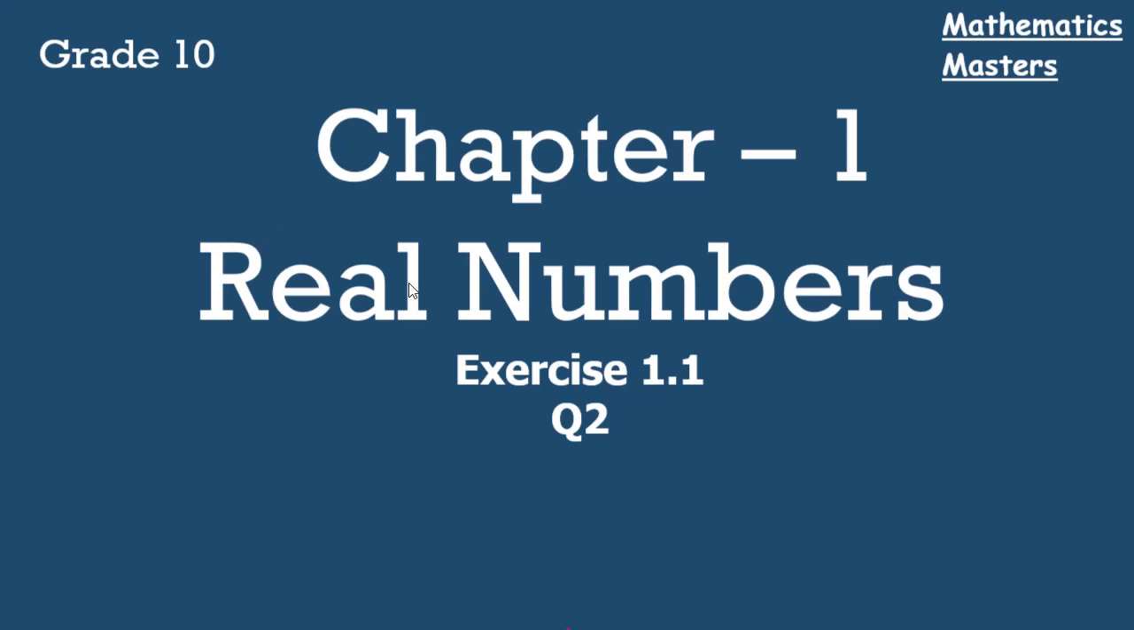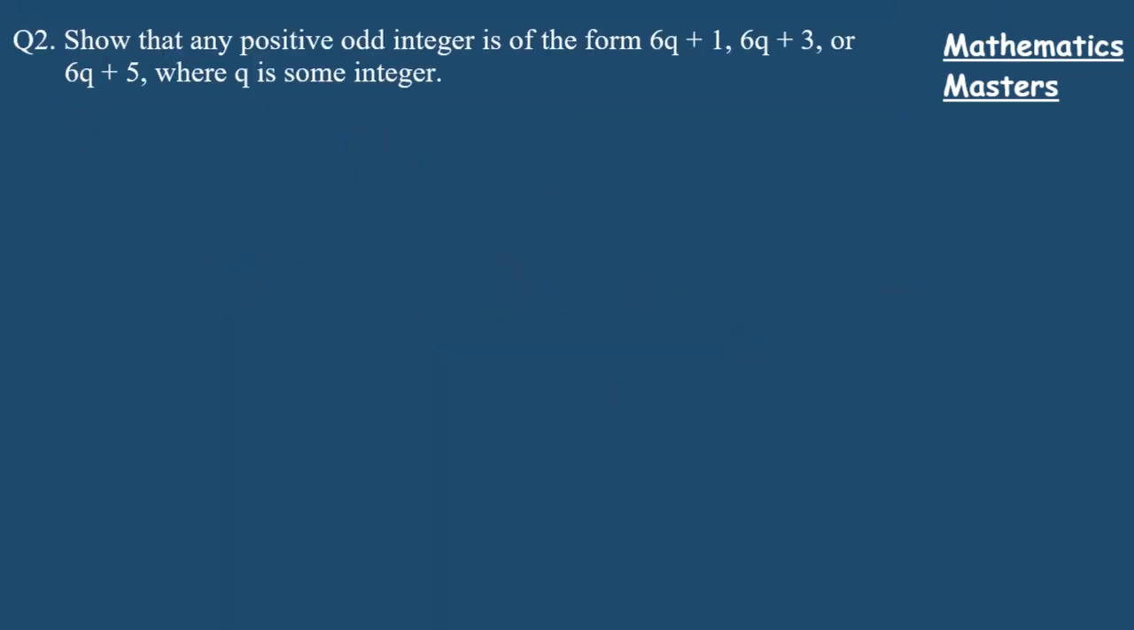Chapter number 1, Real Numbers, Exercise 1.1, question number 2. Question 2 says, show that any positive odd integer is of the form either 6q plus 1, 6q plus 3, or 6q plus 5. To start with, let us first observe these expressions over here, 6q plus 1, 6q plus 3, and 6q plus 5.